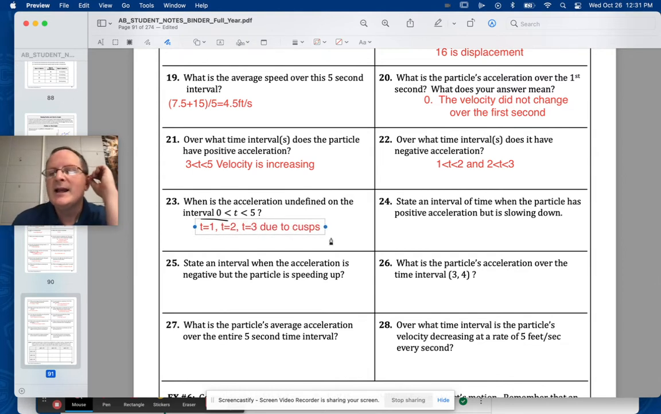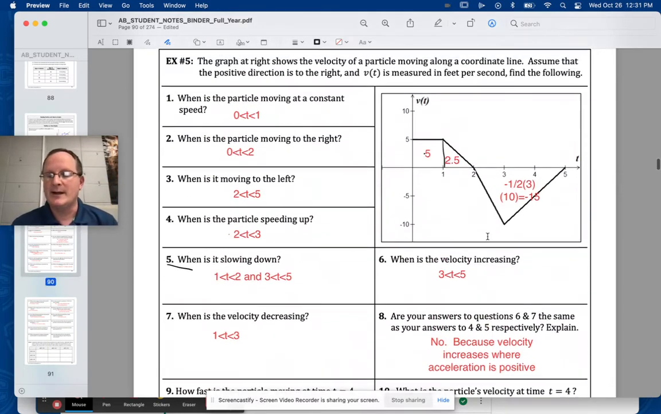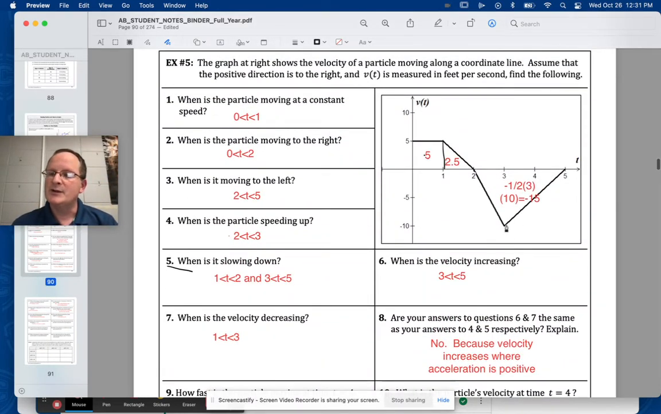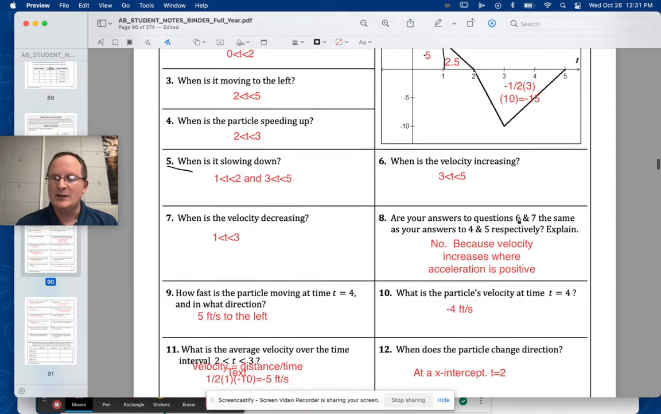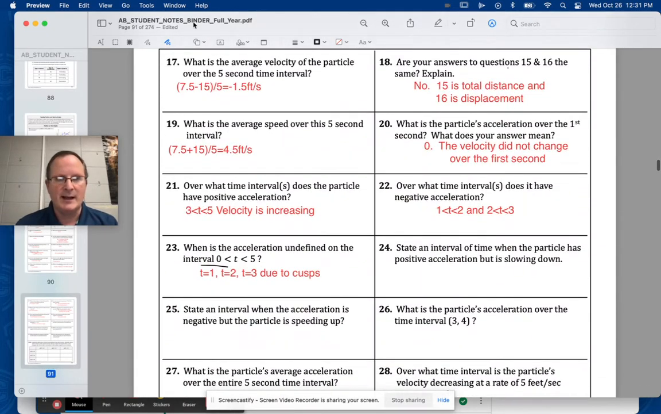State an interval in time where the particle has a positive acceleration but is slowing down. I would need a positive acceleration, which would be a positive slope on this graph, but it would have to be where the velocity is negative. So I need a time where it's below the x-axis but has a positive slope, because that would be slowing down. Right here. Down here we're moving to the left, but because your acceleration is positive, it's slowing the particle down. It's pushing against it. We're moving to the left, but it's pushing to the right. So 3 to 5.